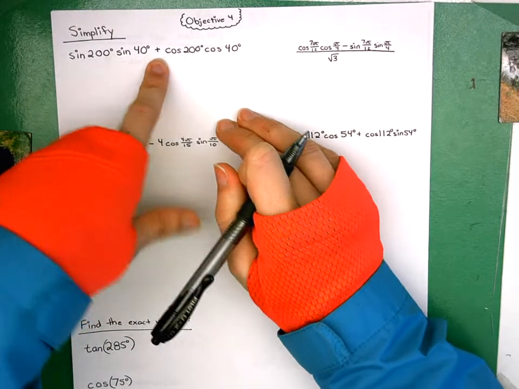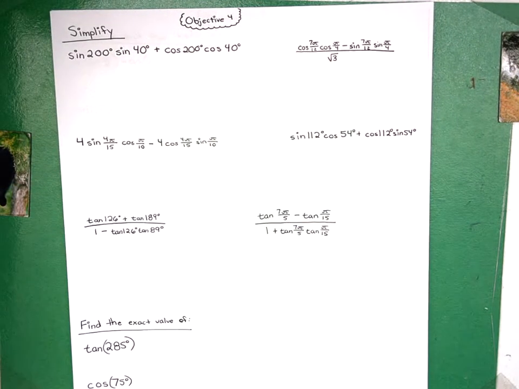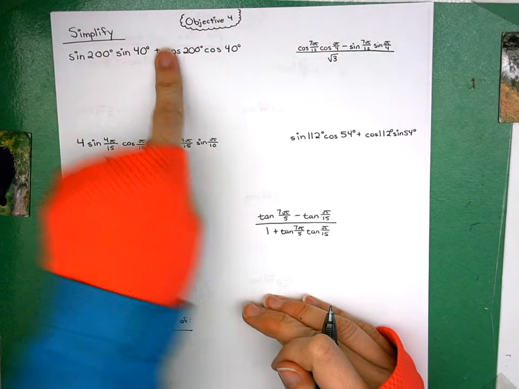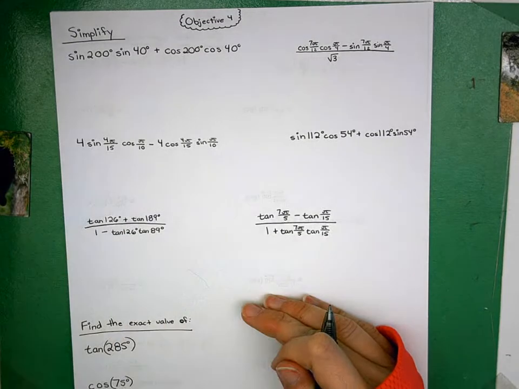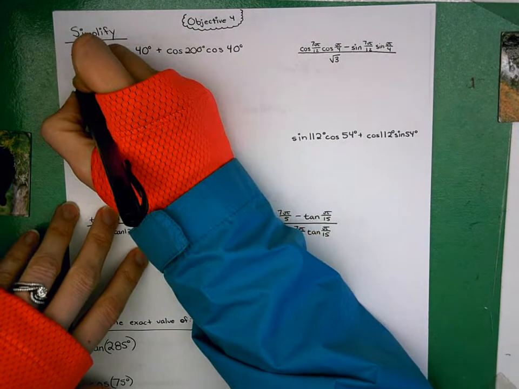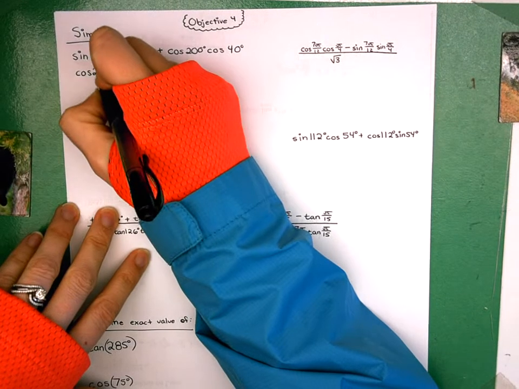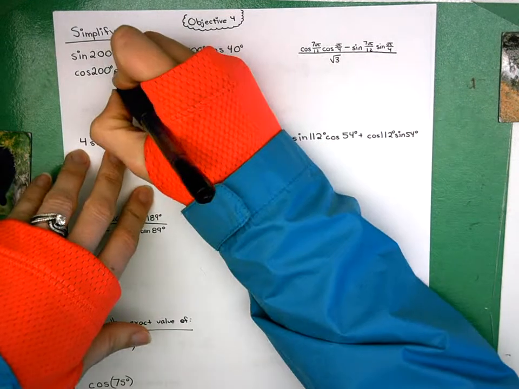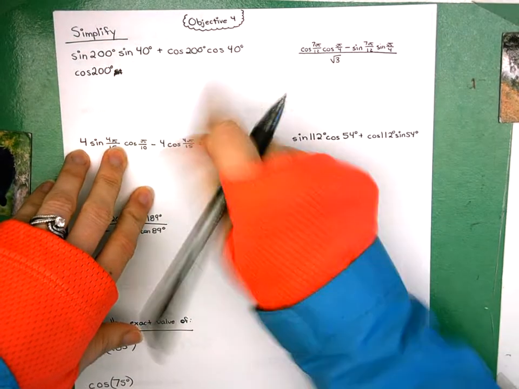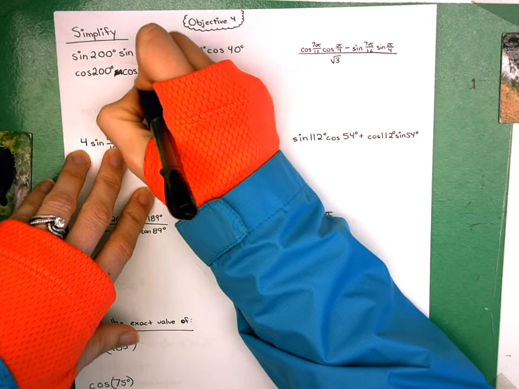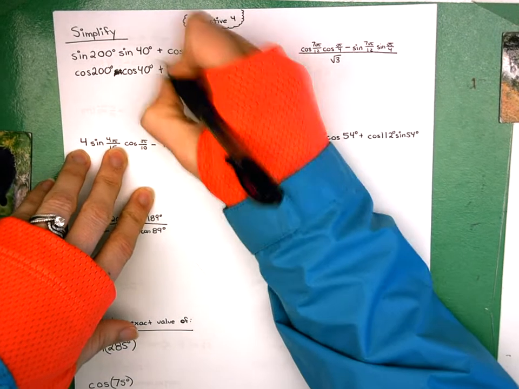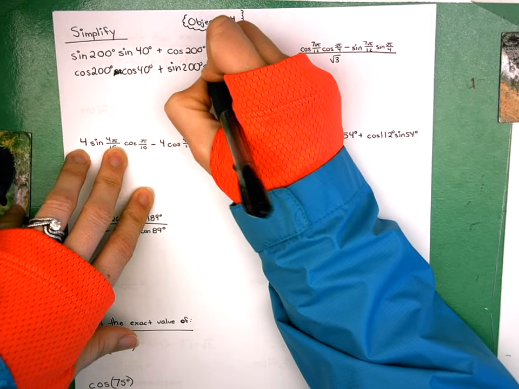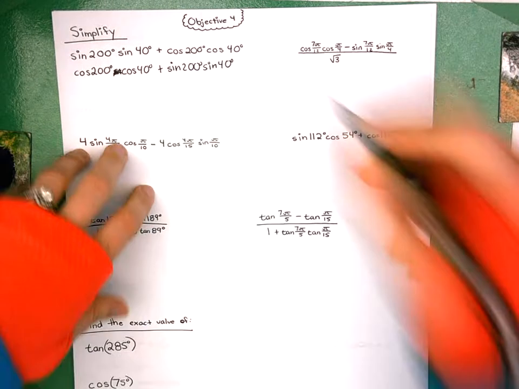Nice thing about plus is I can just switch them and I'm good to go. If there was a minus in between, well, I could still switch them as long as I factored a negative out. If I factored the negative out, that would bring my cosine to the front. But again, because this is addition, I can just switch them. Whoops, that should say cosine, I'm sorry. Cosine of 200 degrees, cosine of 40 degrees, and then plus sine of 200 degrees, sine of 40 degrees. Okay?